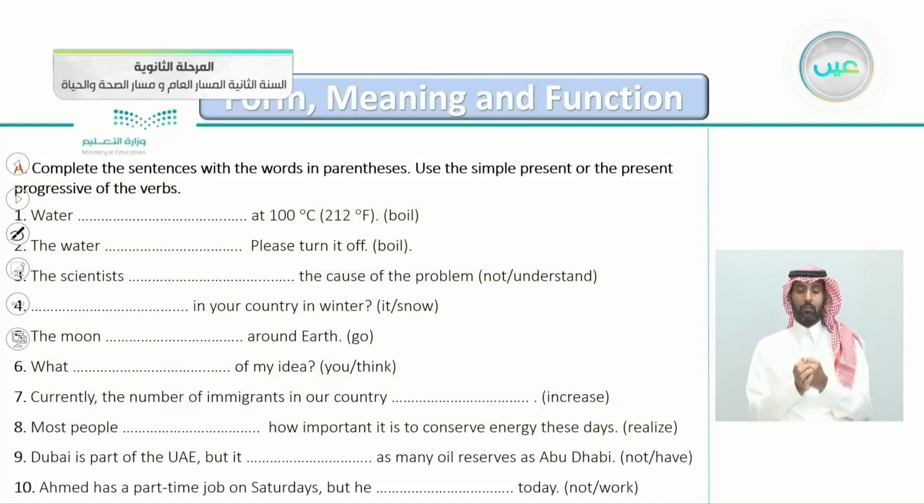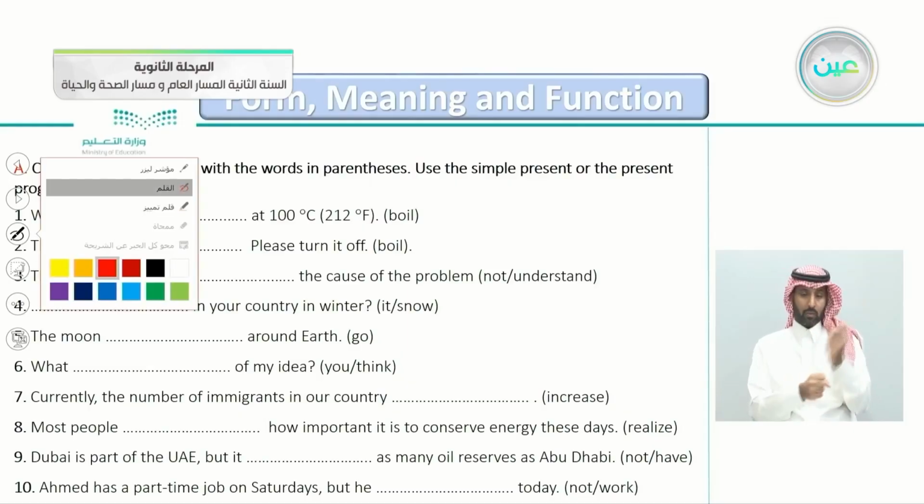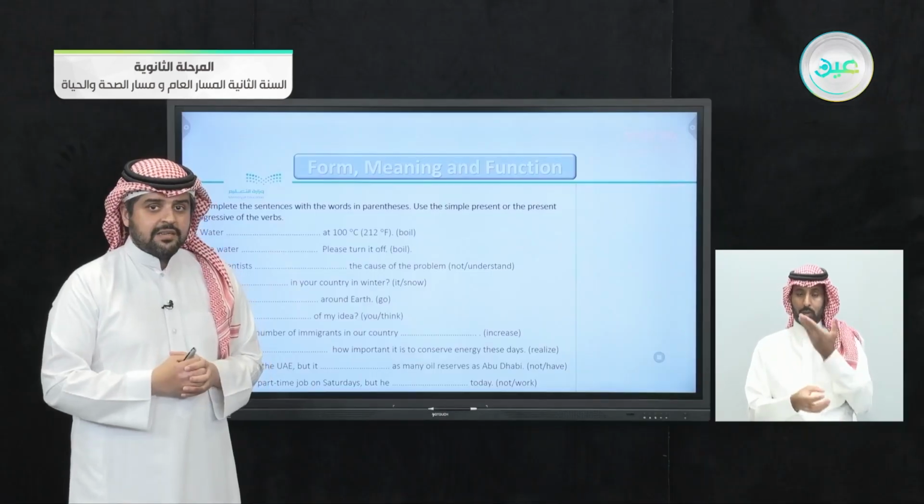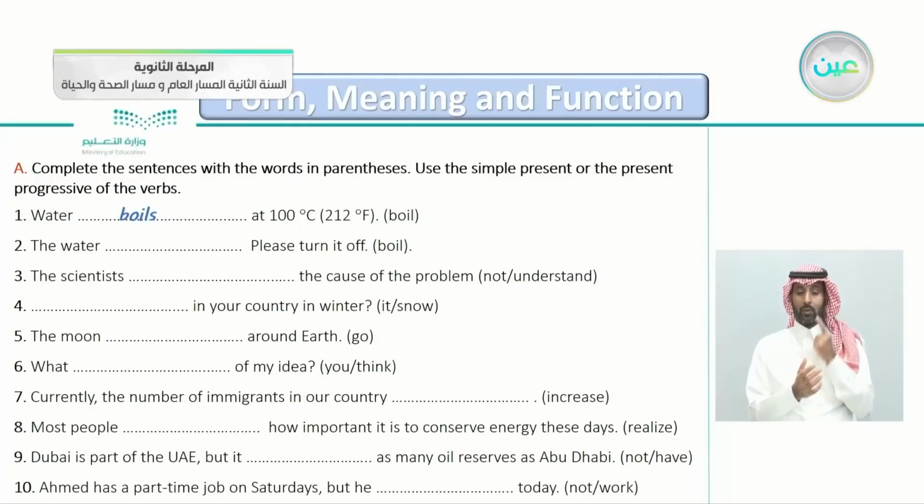Exercise A here, complete the sentences with the words in the parenthesis. Use the simple present or the present progressive of the verb. For example, number one here, water at 100 degrees Celsius, and the verb here is boil. I think I did that in the beginning of this lesson. Yes, that's correct. The answer is boils. Water boils at 100 degrees Celsius, or you can say 212 degrees Fahrenheit. So this is a fact. That's why we use the simple present.